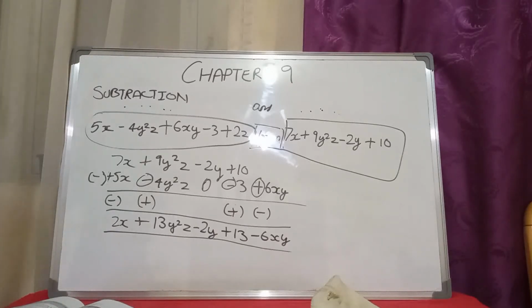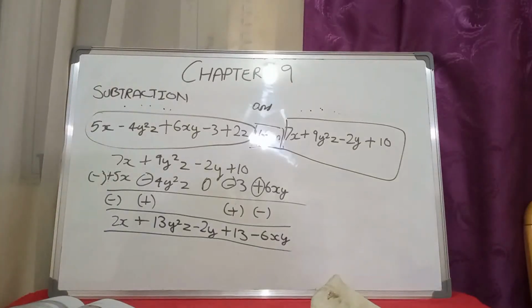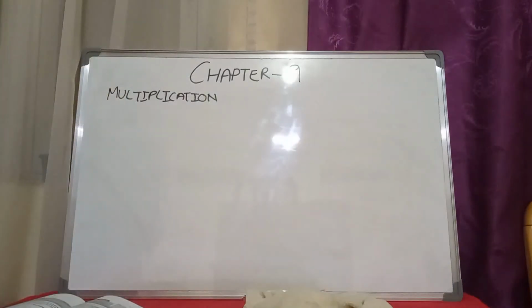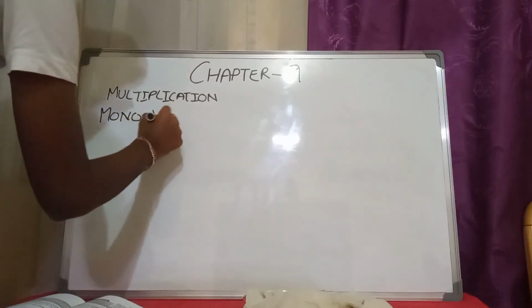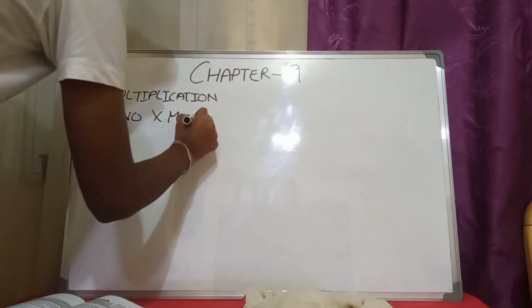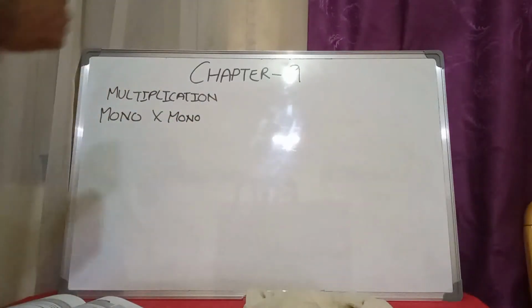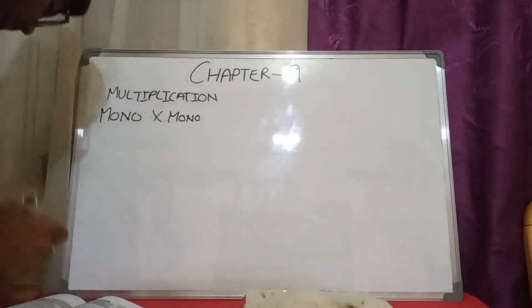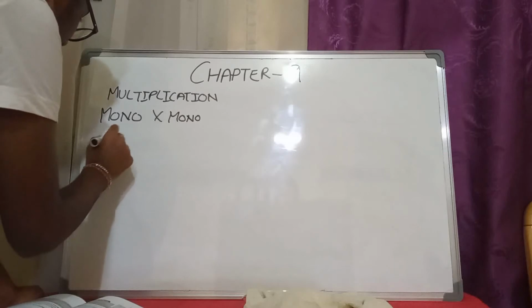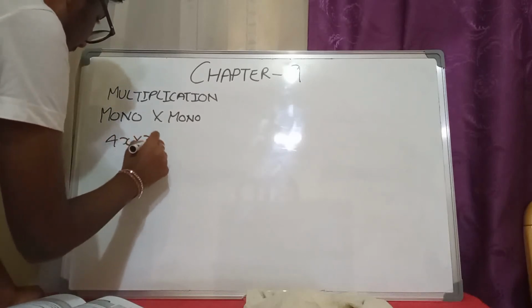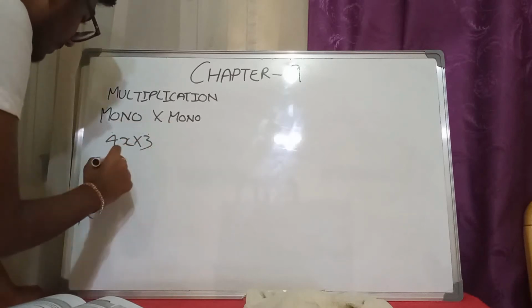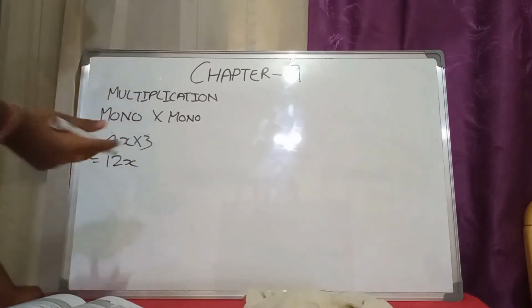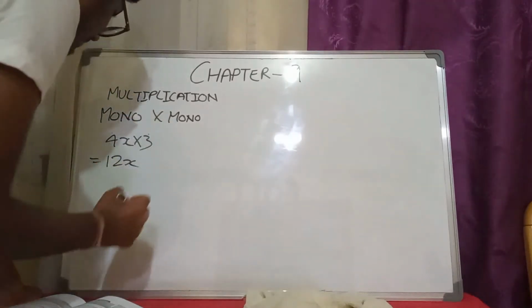Now we'll move to the next part, that's the multiplication part. So coming to multiplication, first we'll be seeing how to multiply a monomial with a monomial, which is the easiest part, and it is nothing more than a normal multiplication. For example, now we have 4x into 3. We should not do anything. We should multiply 4 with 3, that's 12, and then x. It's just multiplying the numbers.